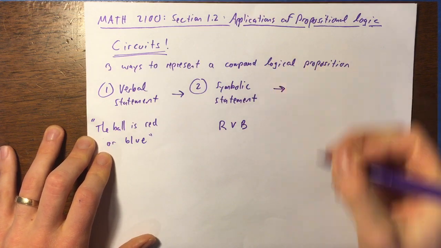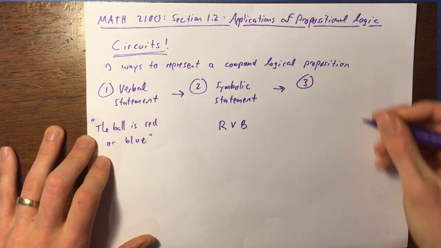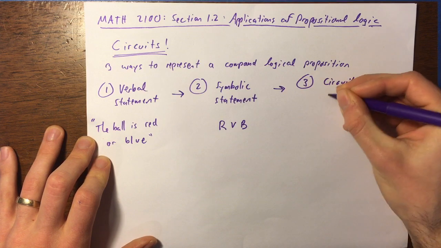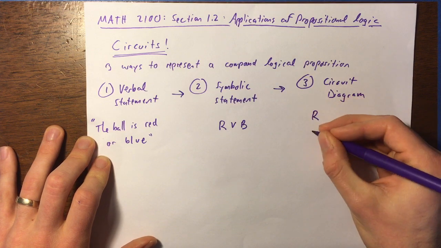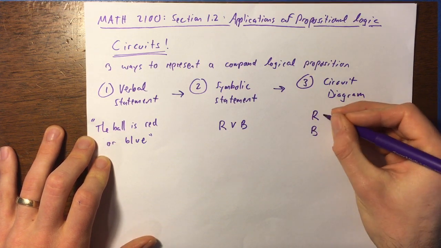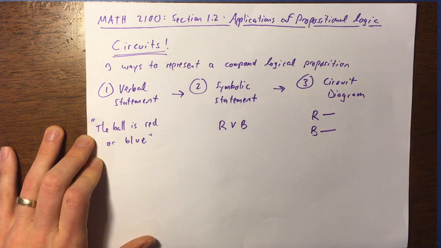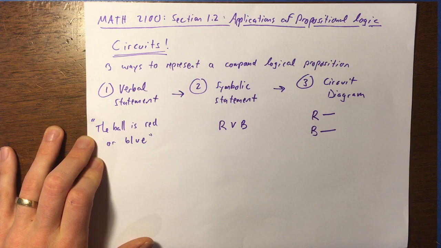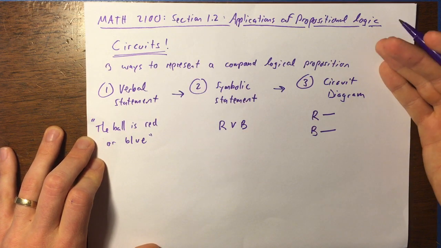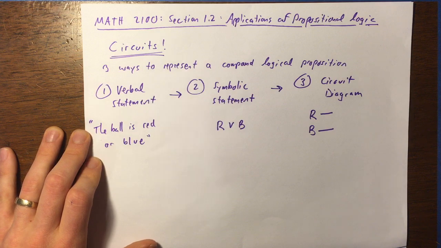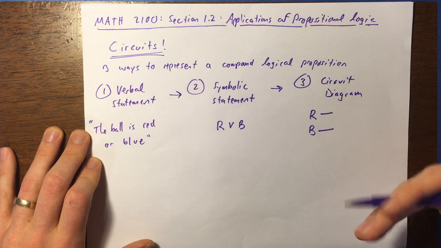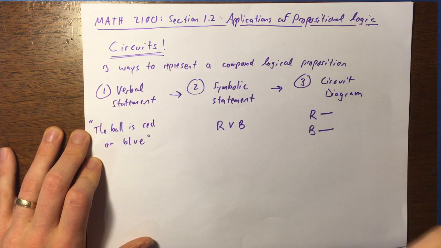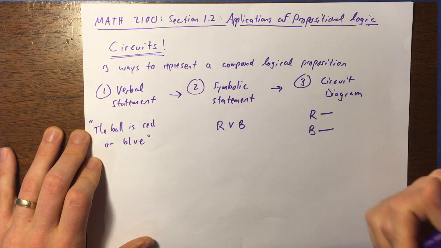And then we can translate that symbolic statement into a circuit diagram where we have signals corresponding to the truth value of each of those propositional variables. So we have a wire carrying some electric current, corresponding to the truth value of R, and a second wire carrying an electric current corresponding to the truth value of B. That would be on or off, carrying a 1 or a 0 bit.